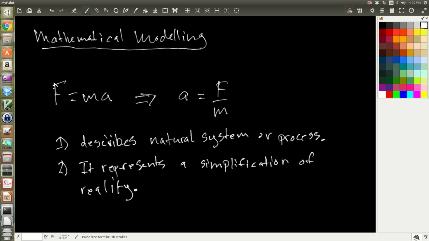So that's what it means by a simplification of reality. Really, we neglect features of the system that aren't very important to the behavior that we are interested in.